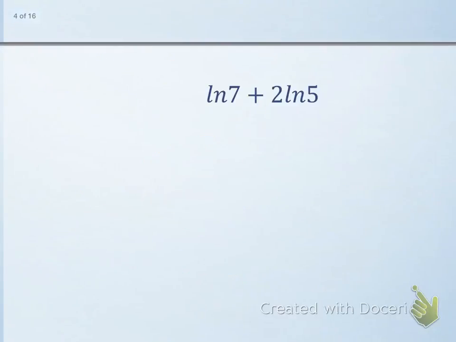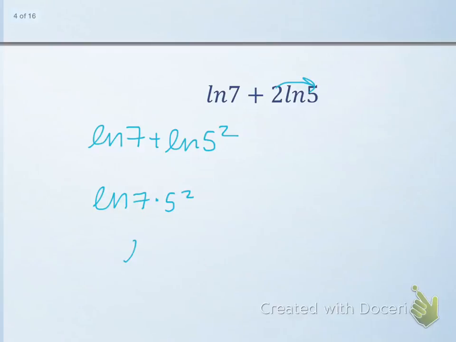Okay, so the next one, we got to send this 2 back. So I got natural log of 7 plus natural log of 5 squared. That plus sign means we are multiplying. So I got 7 times 5 squared, which gets me the natural log of 175.